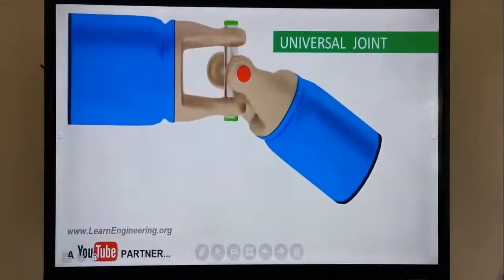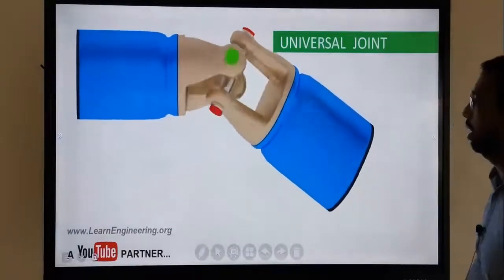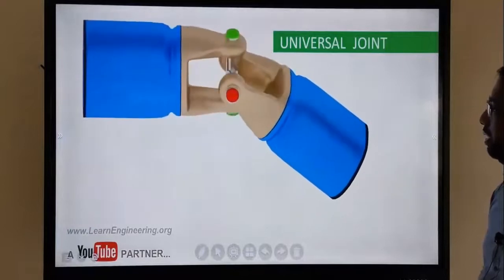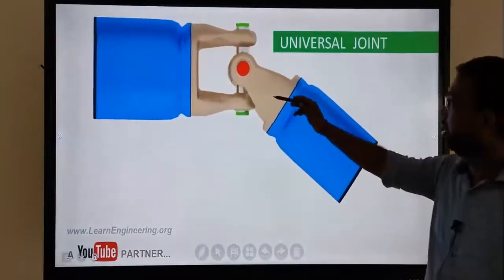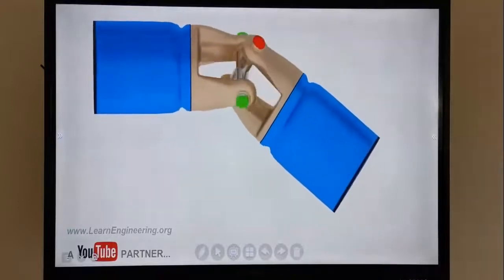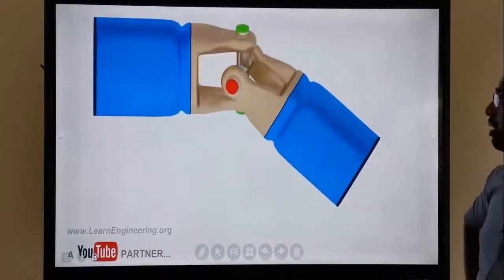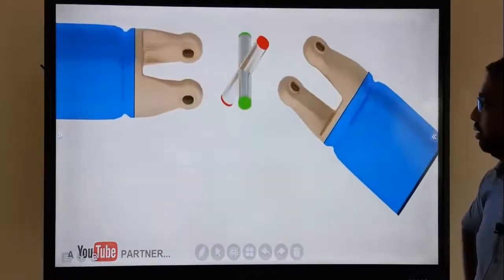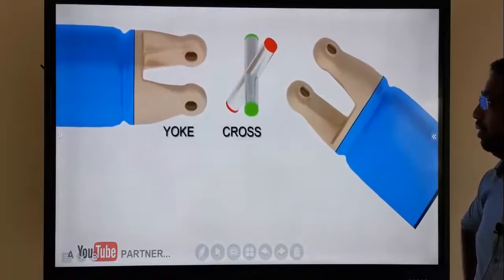So here you can see how it moves, the cross is how it rotates. You can see there are different planes. The output and input shafts rotate in different planes. Okay. So this is a yoke cross.